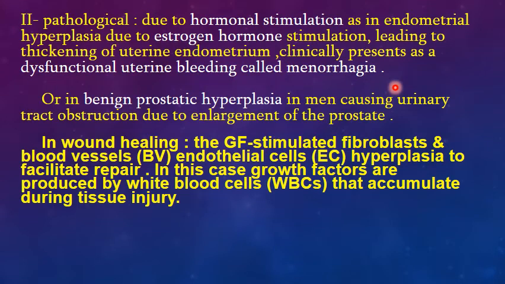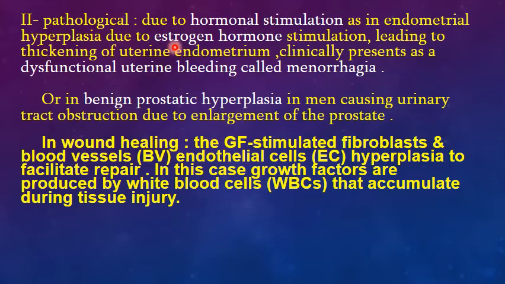patient presents with dysfunctional uterine bleeding called menorrhagia. The woman in this condition presents with bleeding, menorrhagia, as they call it. The cause of this menorrhagia is hormonal imbalance, which led to endometrial hyperplasia, thickening of the endometrium due to the increase in estrogen hormone production, so it will lead to a thickened, hyperplastic endometrium.